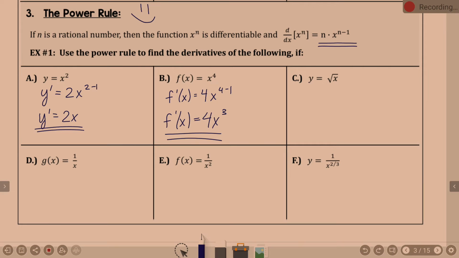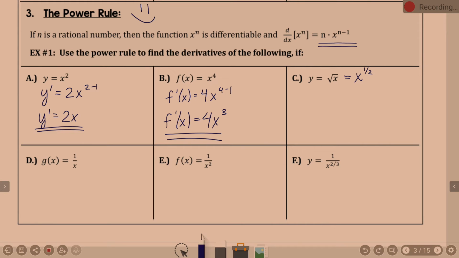Now, C appears to look like a catch, but it's not. What's the square root of x? X to the 1/2. Anytime you see something that's not of the form x to some power, like this whole bottom row, none of these are of the form x to some power. So we're going to have to rewrite all of this bottom row before we get started.